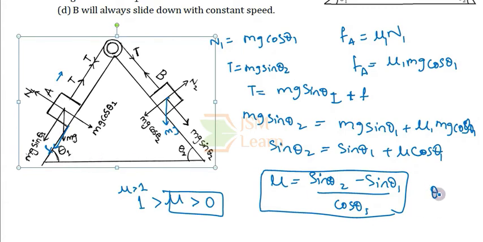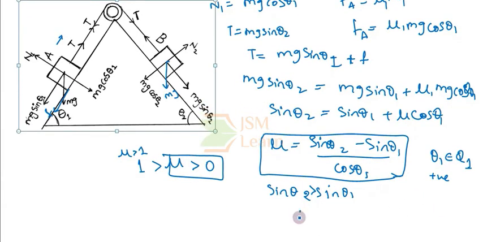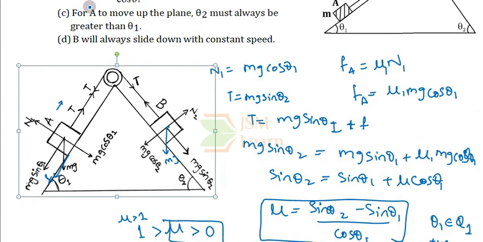That is, theta 1 belongs to the first quadrant. So as theta 1 belongs to the first quadrant, our cos theta will always be positive, no doubt. So the denominator is always positive. So for mu to be greater than 0, our sin theta 2 should always be greater than sin theta 1. This is possible when our theta 2 is greater than theta 1. It means that whenever theta 2 is greater than theta 1, then A will show its motion upwards. If not, A will not move in the upward direction. Our option C is also true.